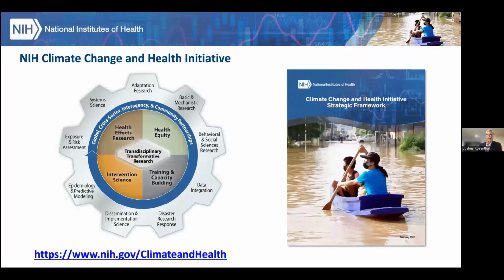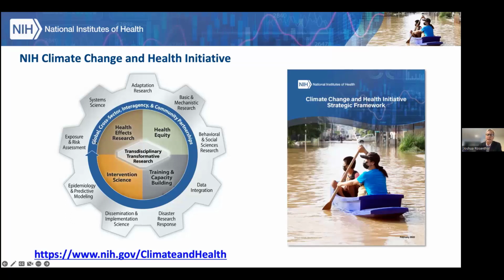With those basic criteria in mind and the complex interactions that I've started out describing, our strategic framework, recently released, involves a series of philosophical, procedural, scientific, and insights to create what we think is necessary. And that is, if you look in the center of this cogwheel, a transdisciplinary transformative research program that is, its underpinnings and its core pillars, if you will, are health effects research, health equity, training and capacity building, with an eye especially to intervention science.